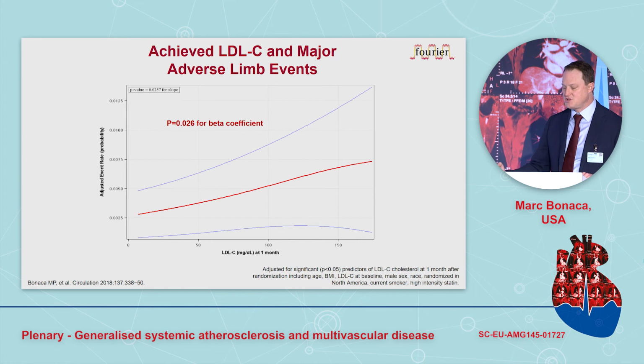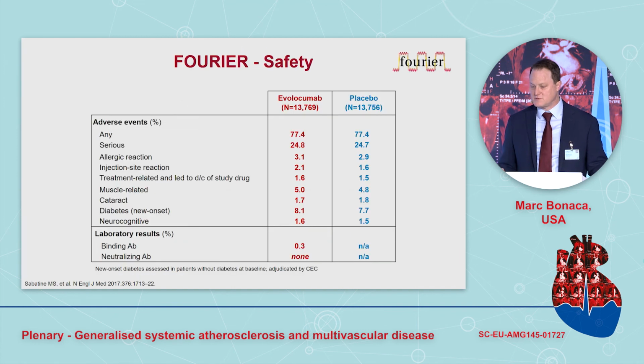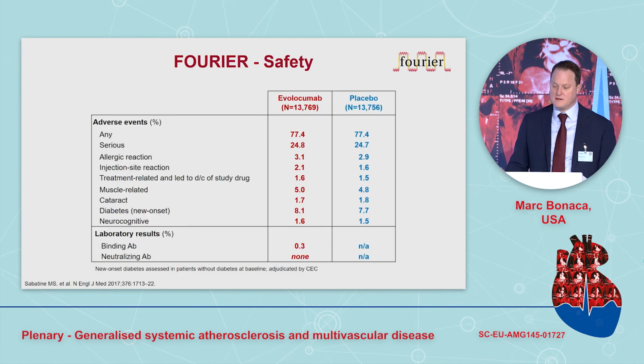You can see by achieved LDL at 1 month in the FOURIER trial here on the horizontal axis, as you move left, there's a continuous benefit for limb outcomes that extends to an LDL cholesterol below 10 milligrams per deciliter. And that, of course, we have to always think about safety, but with no important side effects, at least during the observation of the trial.